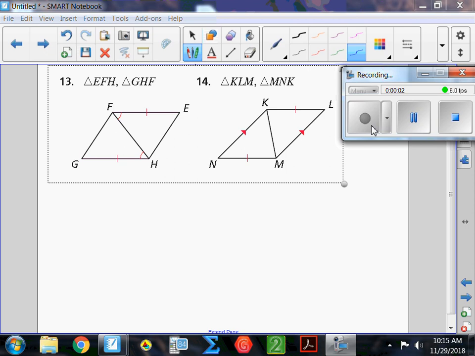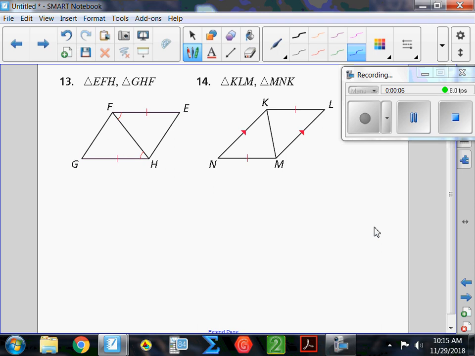Numbers 13 and 14 on page 249. The directions ask you to determine if you can show the triangles are congruent using side, angle, side. Side, angle, side means that you have two sides congruent in both triangles, as well as the angle in between those two sides. Number 13 is a good example of where side, angle, side does work.